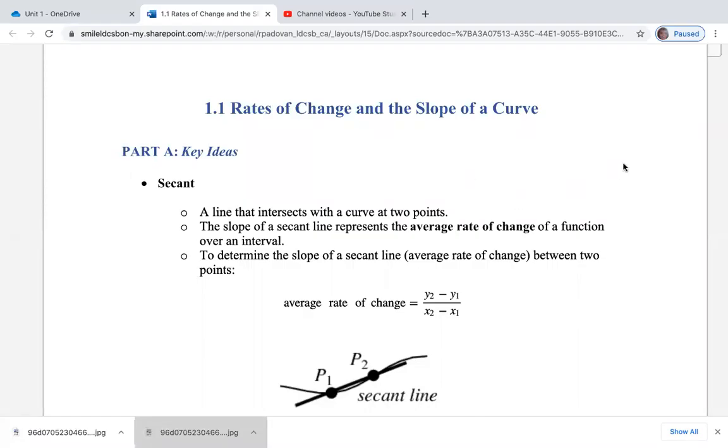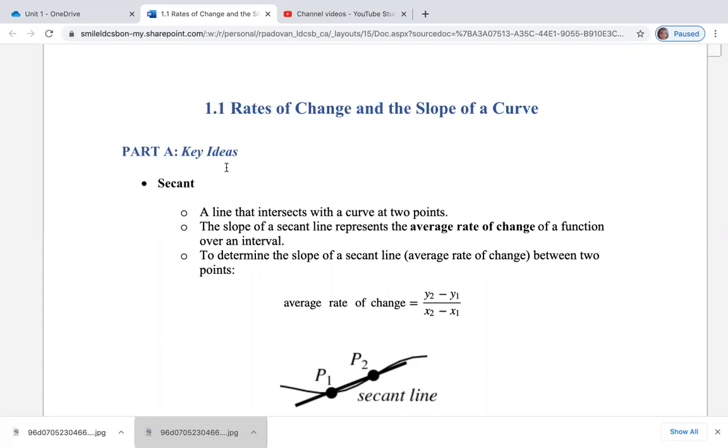So the first unit and first section of the unit is 1.1, rates of change and the slope of a curve. We'll use this as a refresher from the functions course that you took before. We had learned rates of change and slopes from the functions course. And then in section 1.2, we will look at using an equation.